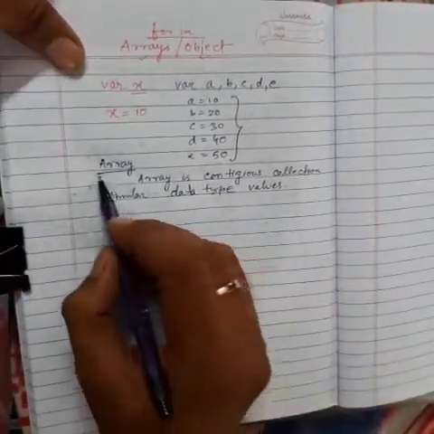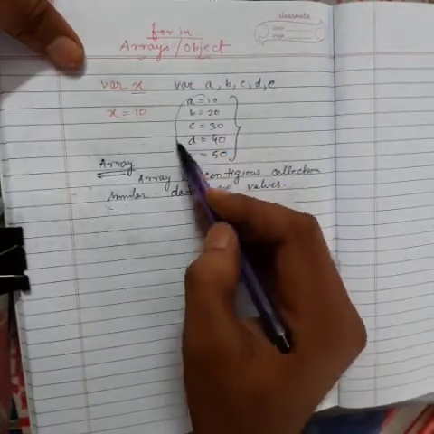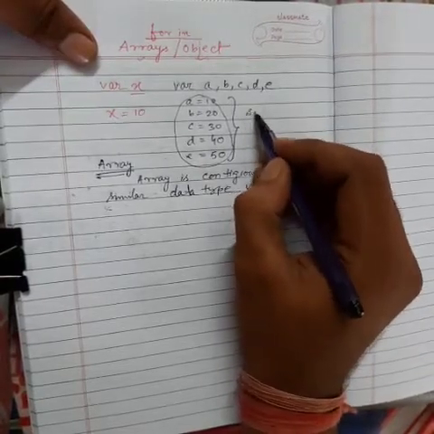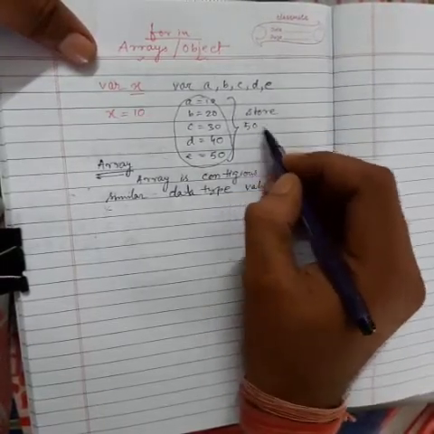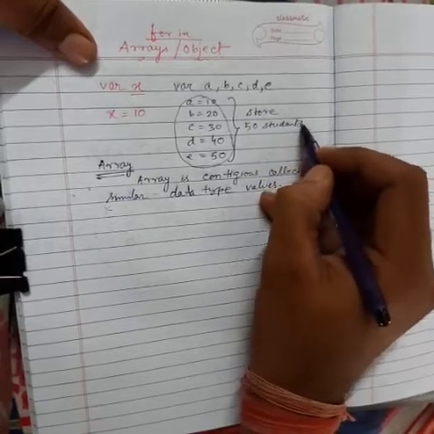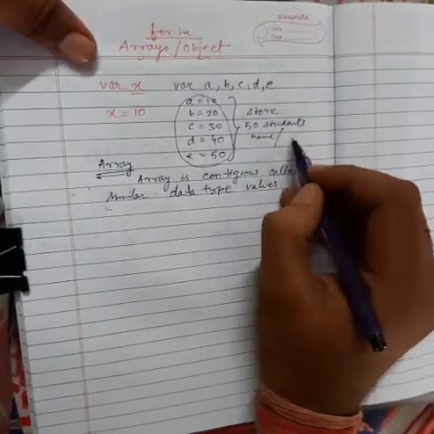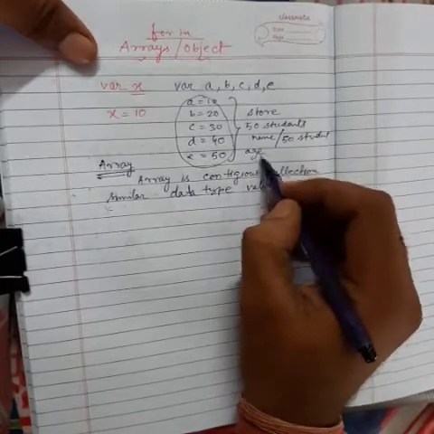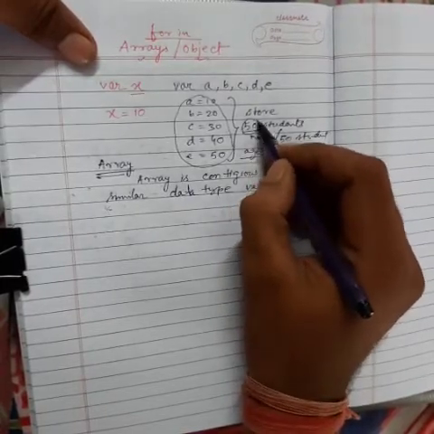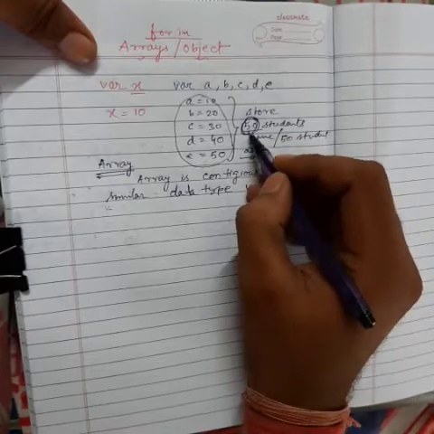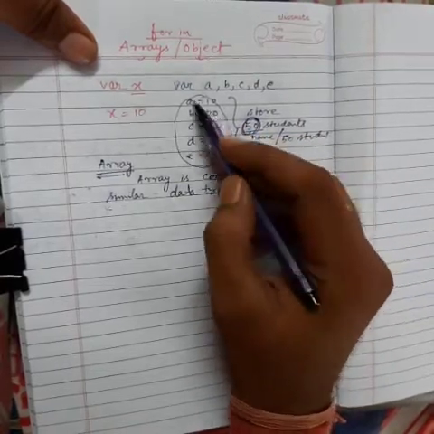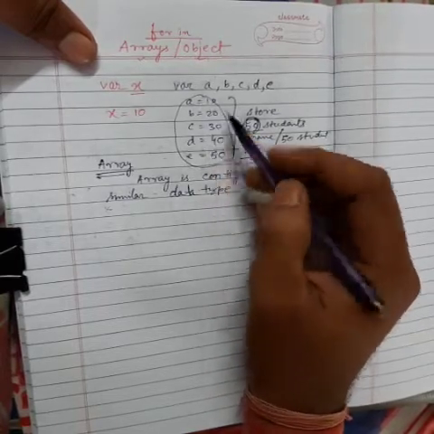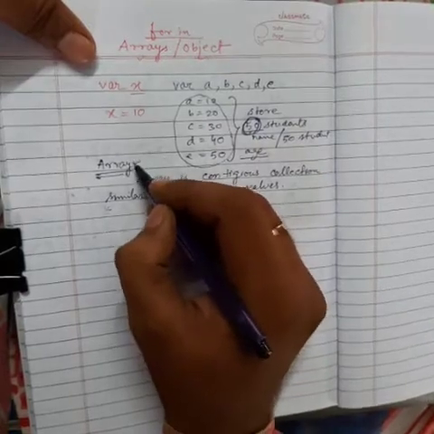So what is the benefit of this array? Suppose in this case we are storing only 5 values, but suppose we have to store 50 students' names in a single variable, or 50 students' roll numbers or 50 students' ages, anything like this. In that case, when the number of values is quite large, it will be a typical job to store all these values in individual variables. So to overcome this kind of situation, the array concept is created.